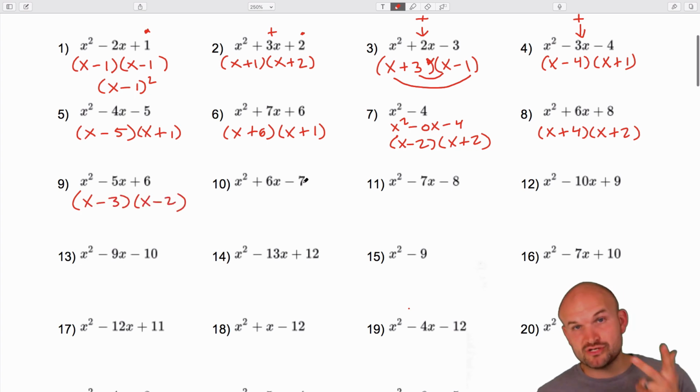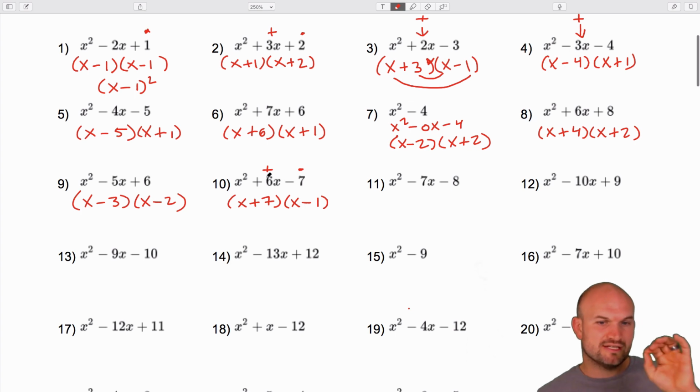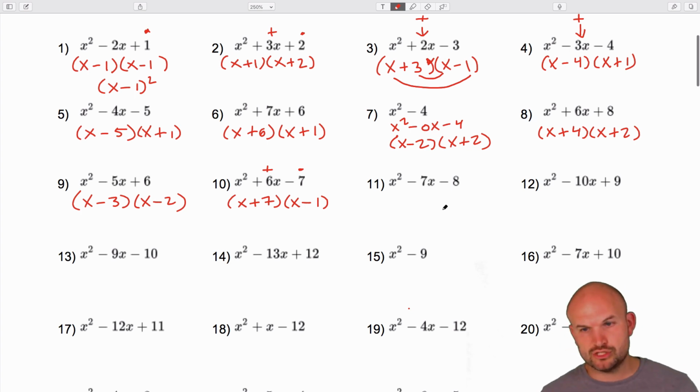Negative here, now I'm trying to find the difference of my factors. The difference of the factors is 7, that give me 6. Well, that should be 7 and 1. And since the middle term is positive, I'm trying to multiply to give me negative 7, so that should be x plus 7, x minus 1. Again, I want the larger of my two factors to have the same sign as my middle term. Let's see, they're negative, so now I find the difference of my two factors of 8 to give me 7. That should be x minus 8, and then x plus 1.